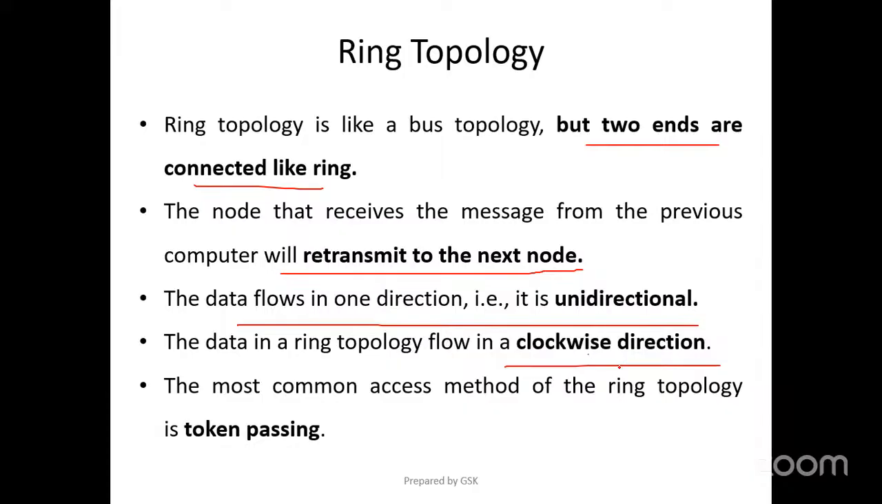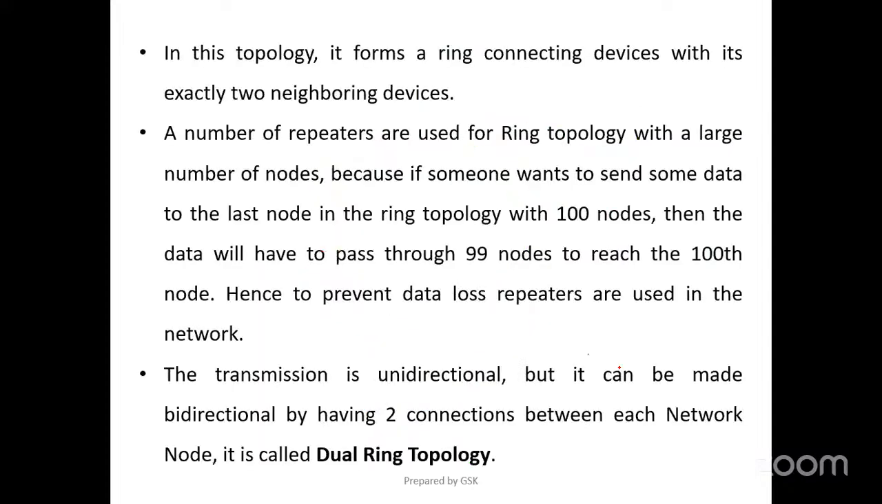The most common access method of the ring topology is token passing. So this is also an important point. What is the access method in bus topology? That is CSMA. Then what is the access method used in ring topology? Token passing. Let us discuss some more points.